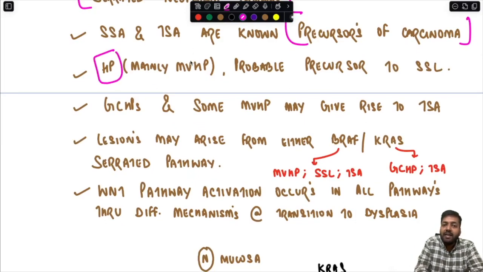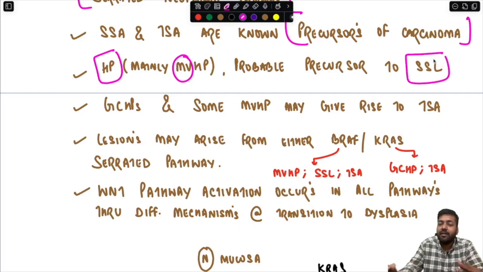Hyperplastic polyp, mainly the microvesicular variety, is a probable precursor to SSL. So it is a probable precursor, okay. Rarely it might give rise to an SSL, but usually it has a reduced or negligible potential to give rise to any carcinoma. That is why earlier they used the term non-neoplastic for these lesions, but you cannot name it as non-neoplastic because they are harboring certain mutations, which I will show you.